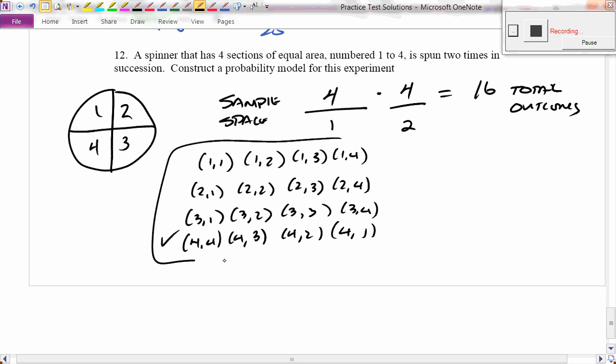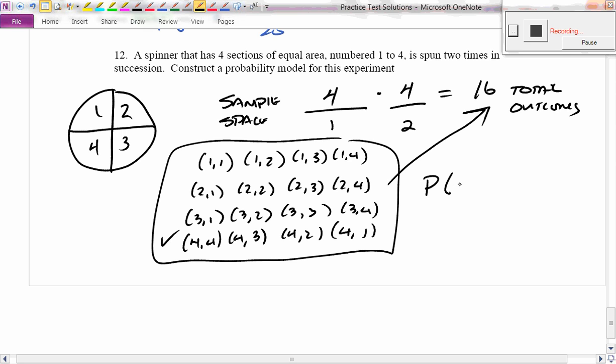So there we go. There's a grand total of 16 outcomes, and the probability of each is equal to 1/16. So there's my probability model, okay? I have a sample space, and I have a probability of each assigned at 1/16.